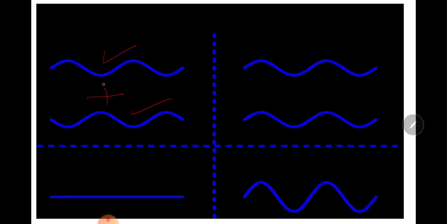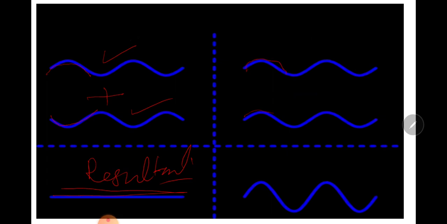If they interfere destructively, for example, here the crest and here the trough, then no wave will be produced. This is the resultant one. No light ray will be produced. Here it is crest, here it is crest. When they interfere, constructive interference will take place, and an interference pattern will be produced.